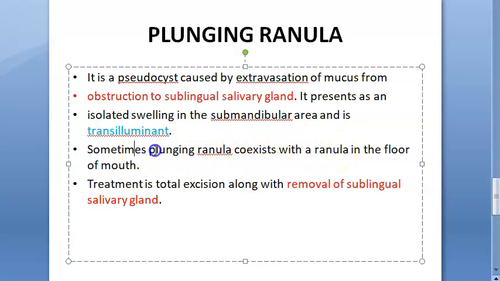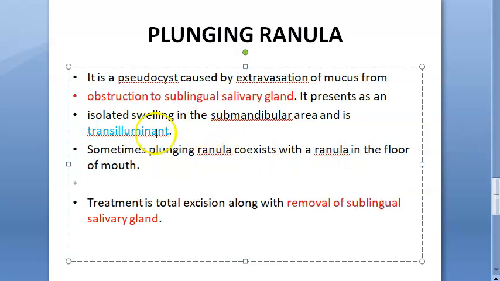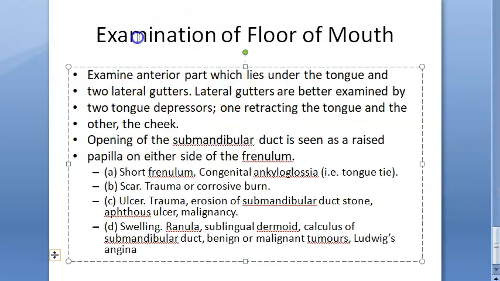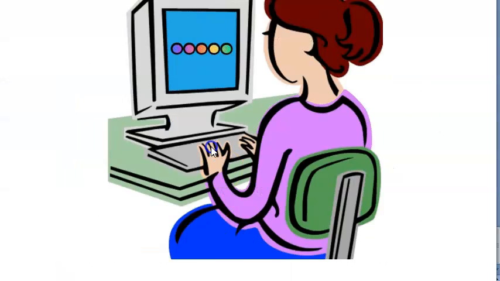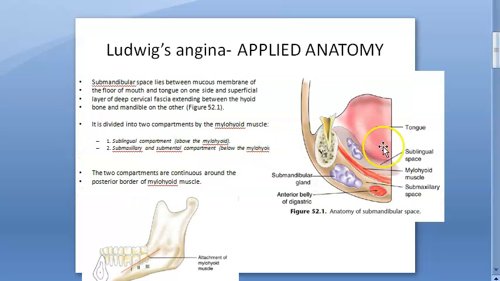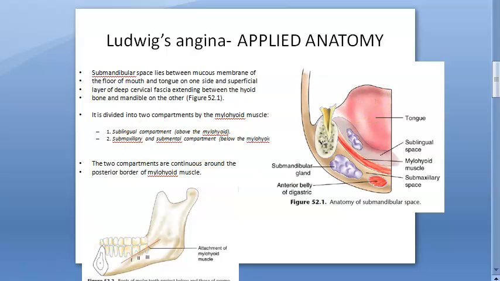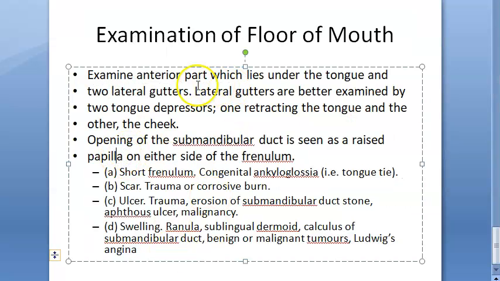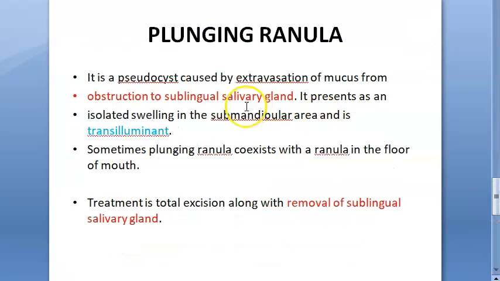What do they mean by the plunging ranula coexists with the ranula in the floor of the mouth? This is transilluminant. So when you examine the floor of mouth, guys, you should look for swellings: ranula, sublingual dermoid, etc. Ludwig's angina, all these will become differentials, right? Ludwig's angina also is sublingual space only, so it will be very similar, I think. Ludwig's angina is an infection of the submandibular space, which is nothing but the sublingual space plus the submaxillary and submental space. Ludwig's angina you have already studied anyway. So plunging ranula, etc., all these will be differentials.